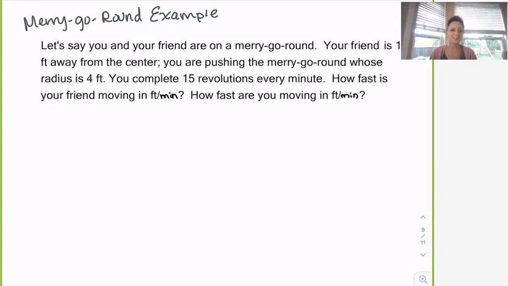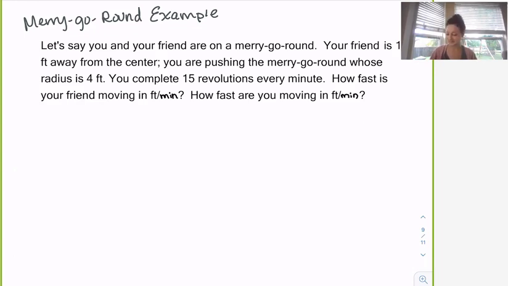All right, so let's do our last example. We can call this the merry-go-round example. So let's say you and your friend are on a merry-go-round. Your friend is 1 foot away from the center, and you're pushing the merry-go-round whose radius is 4 feet. You complete 15 revolutions every minute. How fast is your friend moving in feet per minute? And how fast are you moving in feet per minute?